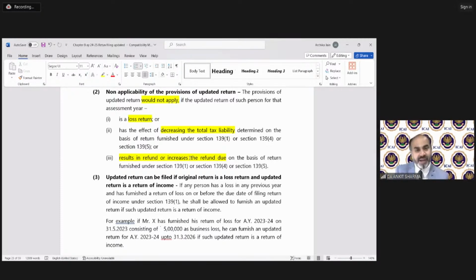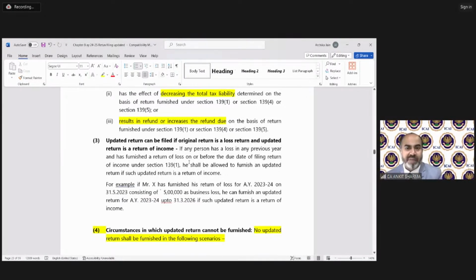So under an updated return, the department will accept the money, the tax. But we are not going to pay anything. We are not going to reduce our tax. We are not going to increase your refund. We are not going to pay you a refund in any case.